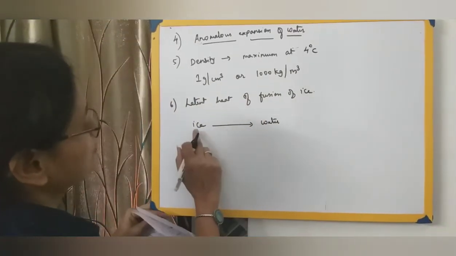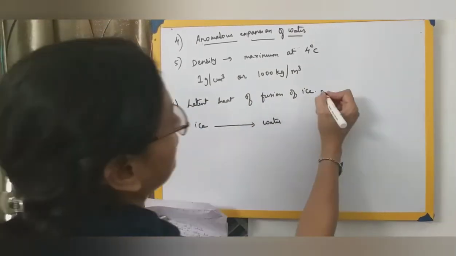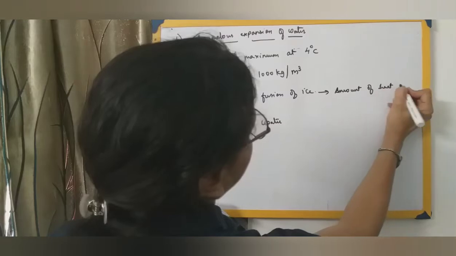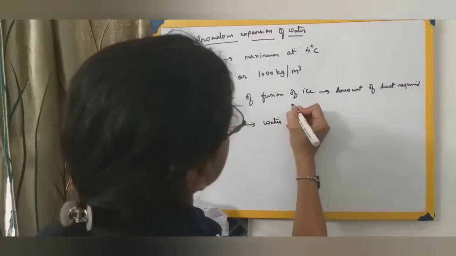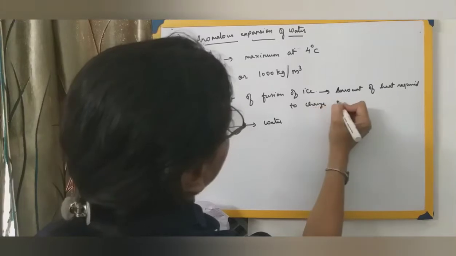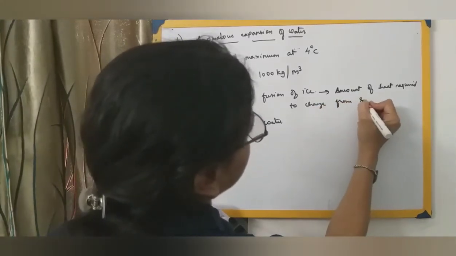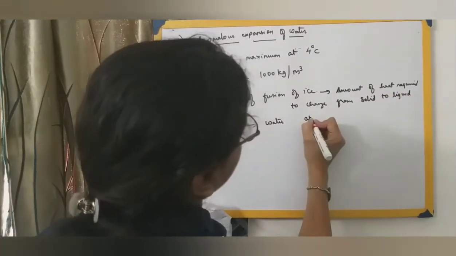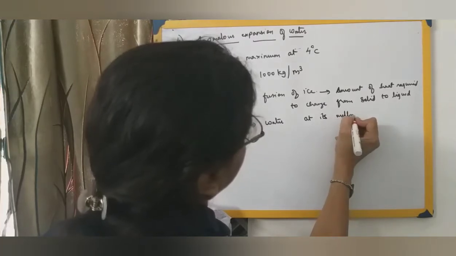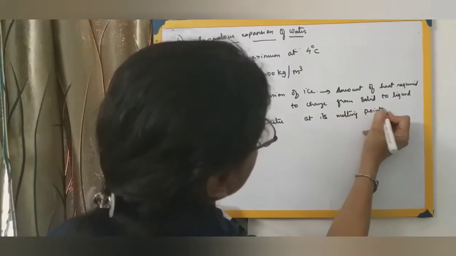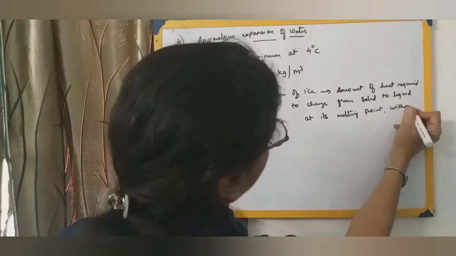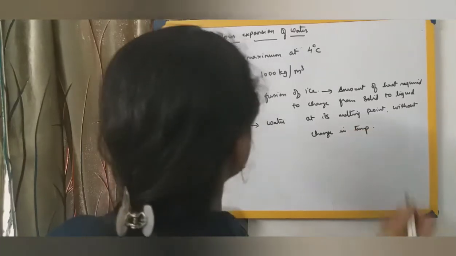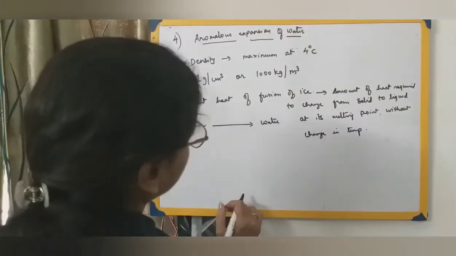At its melting point. Why? Because ice has to melt to form water. So the amount of heat required to change from solid to liquid at its melting point without change in temperature, this amount of heat required, we call that the latent heat of fusion of ice.